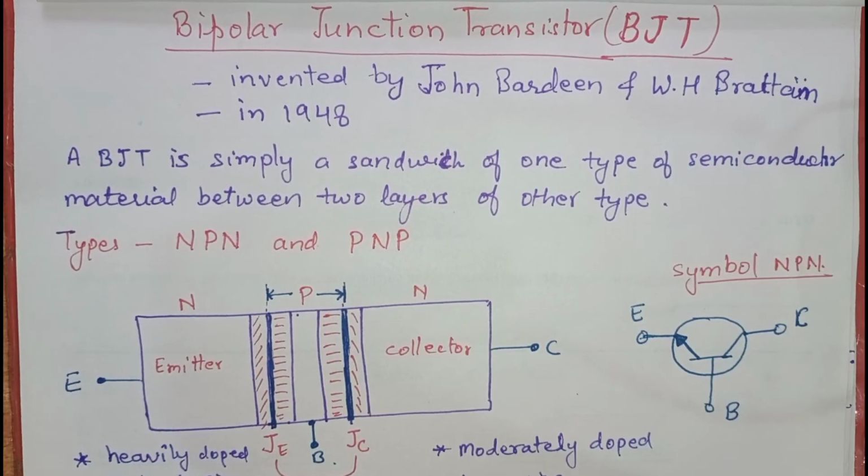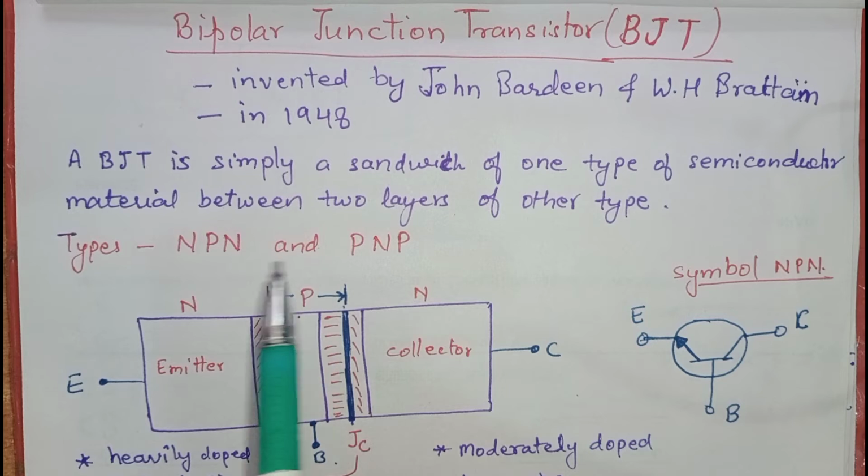In this video, we will study a transistor. Transistor is generally called BJT or bipolar junction transistor. A transistor was invented by John Bardeen and W.H. Brattain in 1948. A transistor is simply a sandwich of one type of semiconductor material between two layers of the other type of semiconductor material.